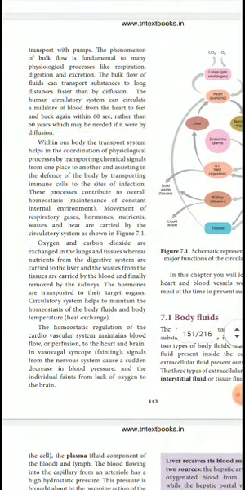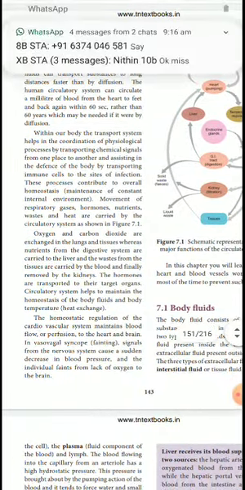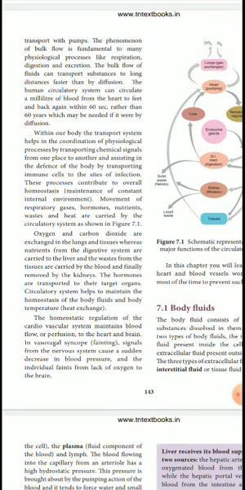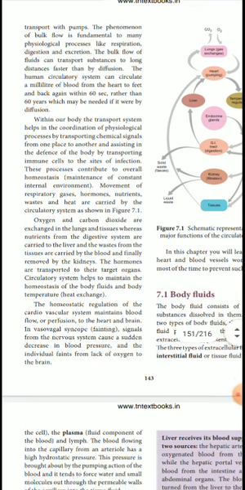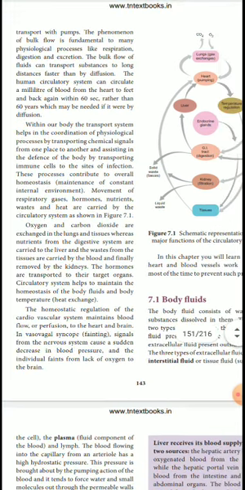So it needs to be pumped. Our body has the heart, which is the pumping machine. It pumps fluids through our whole body. The phenomenon of bulk flow is fundamental to many physiological processes. What are they? I already told you: respiration, digestion and excretion. The bulk flow of fluids can transport substances over long distances faster than the diffusion method.